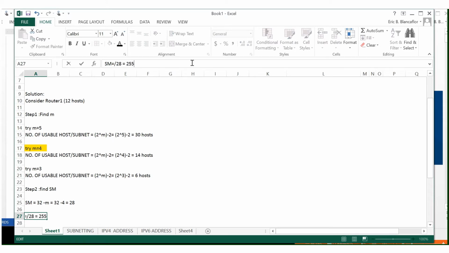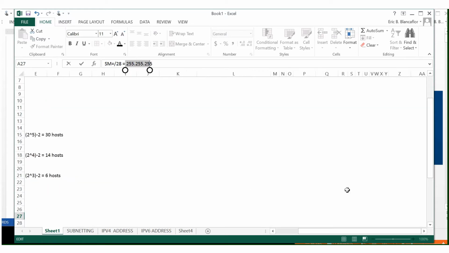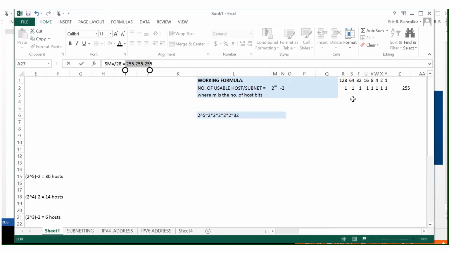So I will write another 255. So how many ones do I have? 16. 8 plus 8 is 16. Another 255, so that's 24 already. So I still need 4 more. So make sure in your notes you have this, 128, 64, 32, 16, 8, 4, 2, 1. So I have 24 already. I need 4 more, 25, 26, 27, 28. So therefore these are all zeros.